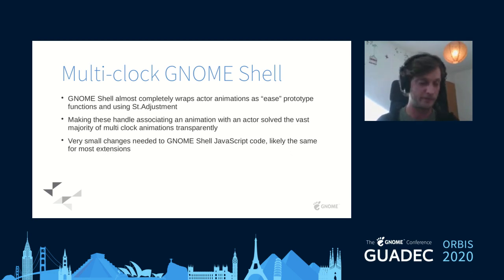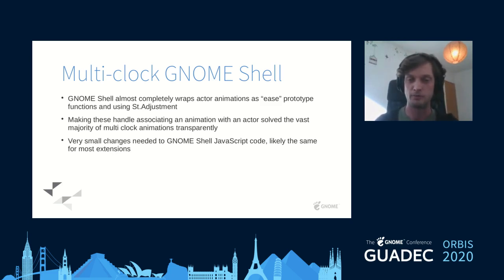Yeah, by that we would have animation objects that would just automatically animate at the speed that they were actually on, assuming you made the right connection to the right actor. And that required API changes in Clutter or Mutter.